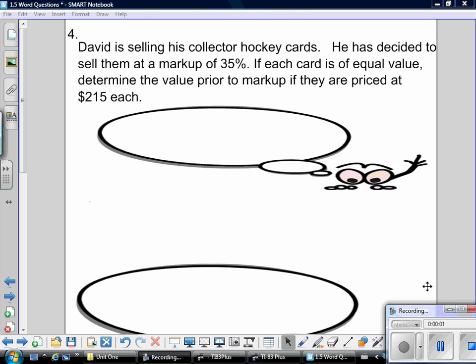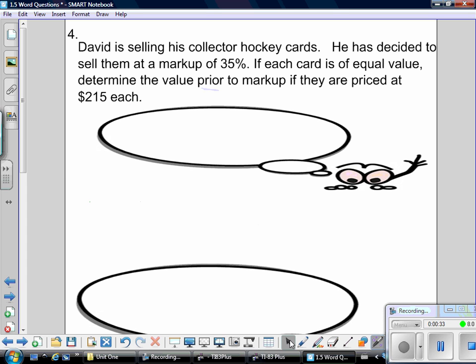So here is our last question. This time we have David, who is selling his collector hockey cards. He has decided to sell them at a markup of 35%. Markup means he has a price and he's going to mark it up 35%. If each card is of equal value, determine the value prior to markup if they are priced at $215 each.